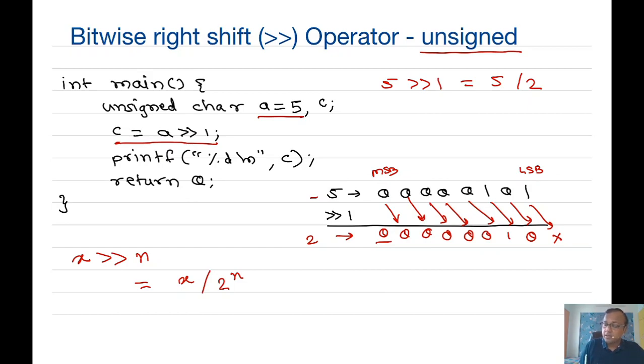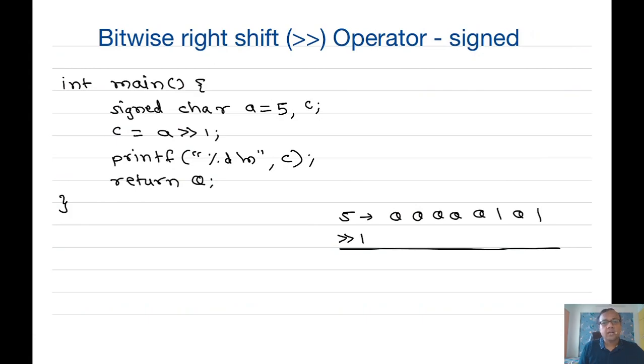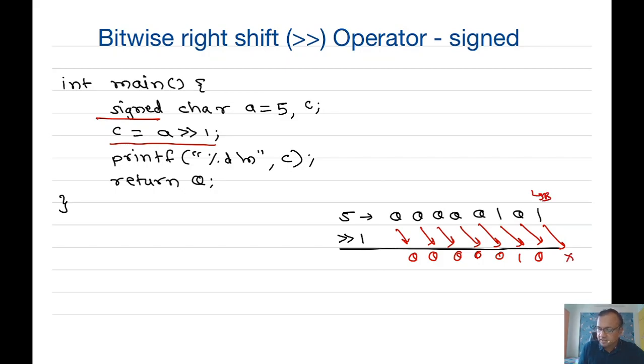But what will happen if we use a signed number? Let us take a look at this. Again, I'm taking the same example, but this time I'm considering it a signed number. For a signed number, shifting to the right by 1, what will happen? Something similar once again. Each bit is shifted, and your rightmost bit, that is the LSB, will be discarded.